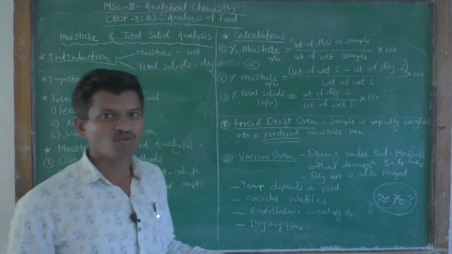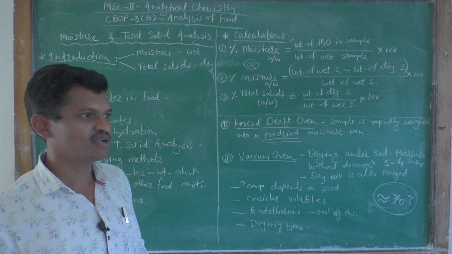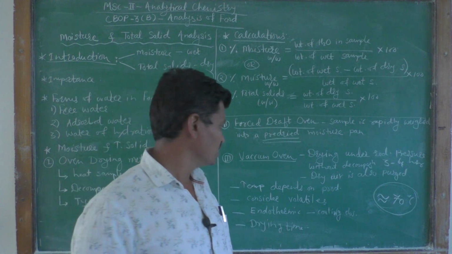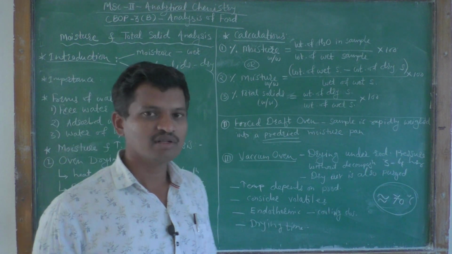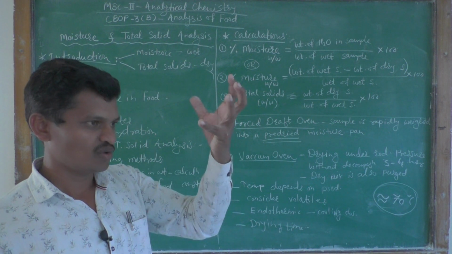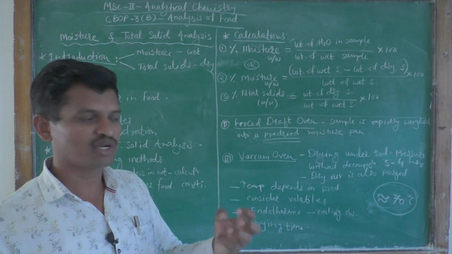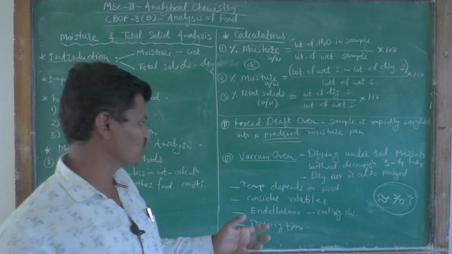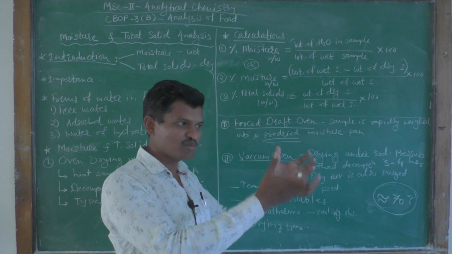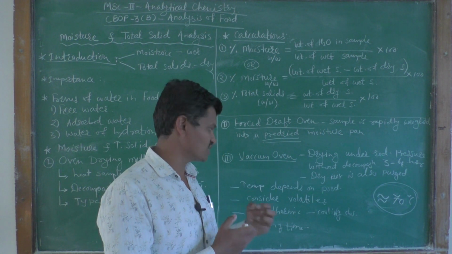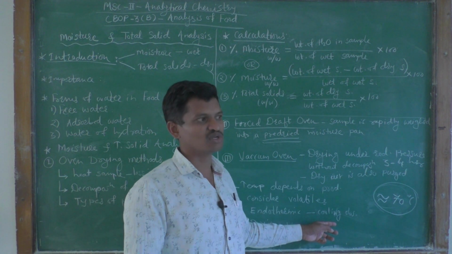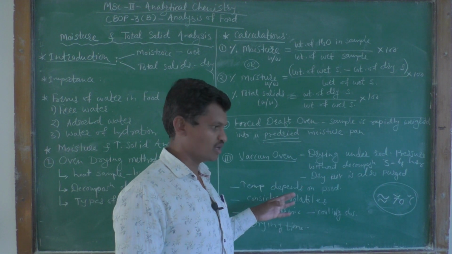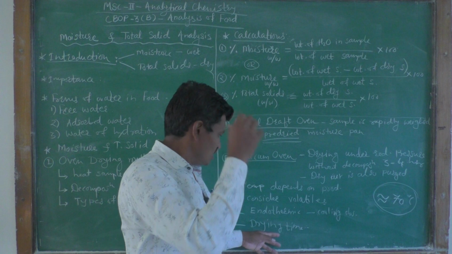Then there is one general observation when we use a vacuum oven. Reducing pressure and boiling is an endothermic process, so heat is absorbed in the process. That's why cooling is generally observed on the external surface of the vacuum oven system. And then drying time.